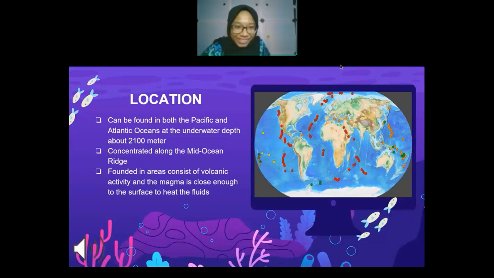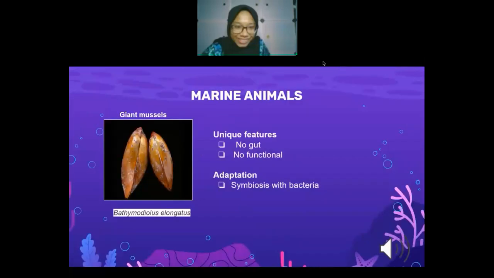Hydrothermal vents can be found in areas of volcanic activity where the magma is close enough to the surface to heat the fluids. From the picture shown in the slide, hydrothermal vents can be found in both the Pacific and Atlantic Oceans at an underwater depth of about 2,100 meters. They are also concentrated along the mid-ocean ridge.